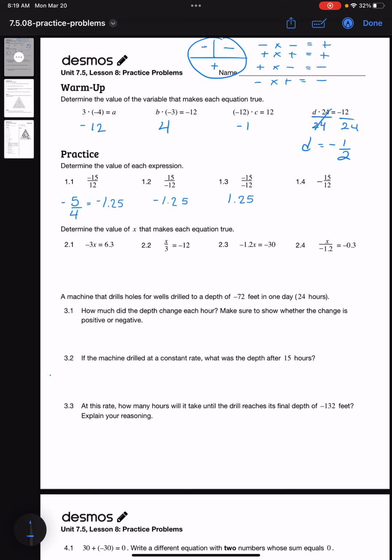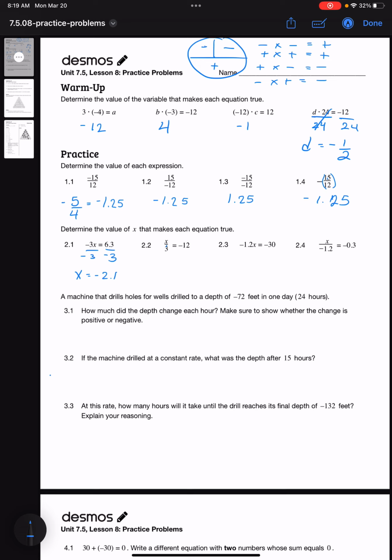And when the negative is on the outside, think of it like this. I'm going to do this first and then put the negative outside, so negative 1.25. So determine the value of x that makes each equation true. I'm going to do the inverse of multiplication, which is division. Divide both sides by negative 3. So x is going to equal negative 2.1.